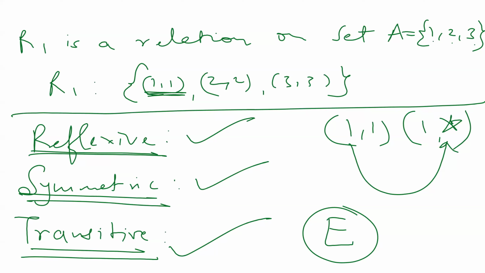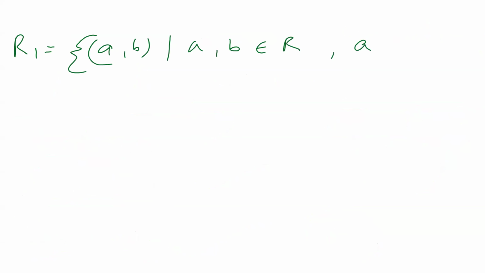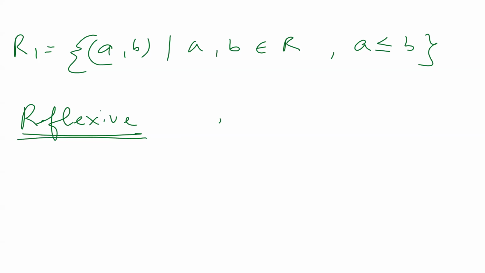Next example. Less than or equal to. So reflexivity we are checking. Is A less than or equal to itself? It should be either less than or equal to. So is it less than or equal to itself? The answer is yes. So it is reflexive.